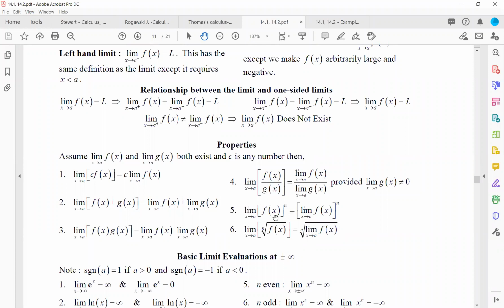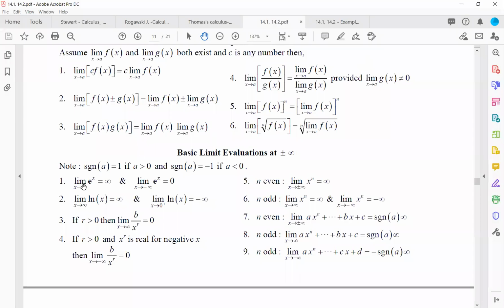Then a limit of a function raised to an exponent like n, be careful here, n is a positive exponent. If it's negative, it means that your function is going to be in the denominator and it cannot be 0. It is going to be the limit of the function, then raise that number to n. And finally, the limit of a square root function is the same as the square root of the limit of the function. Here we have limit of exponential function. Here we have limit of ln function, and so on.